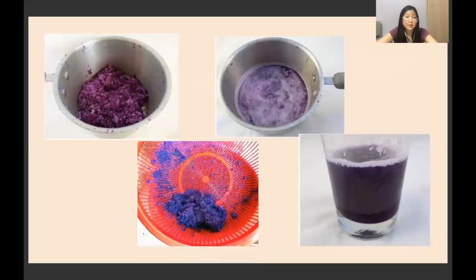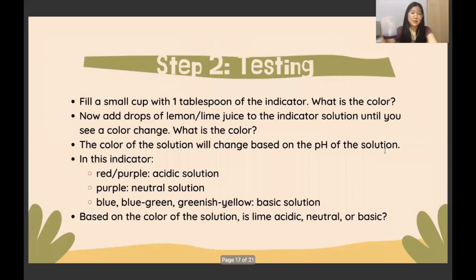This is what the steps look like, right? So we have the pulp, you add boiling water into it, you strain out the pulp, and then you get your indicator solution, which looks like this. I've done the steps beforehand because the process is very lengthy. So step 2, testing. I went ahead and added a tablespoon of the indicator solution into my cup, and you tell me, what is the color of the solution?